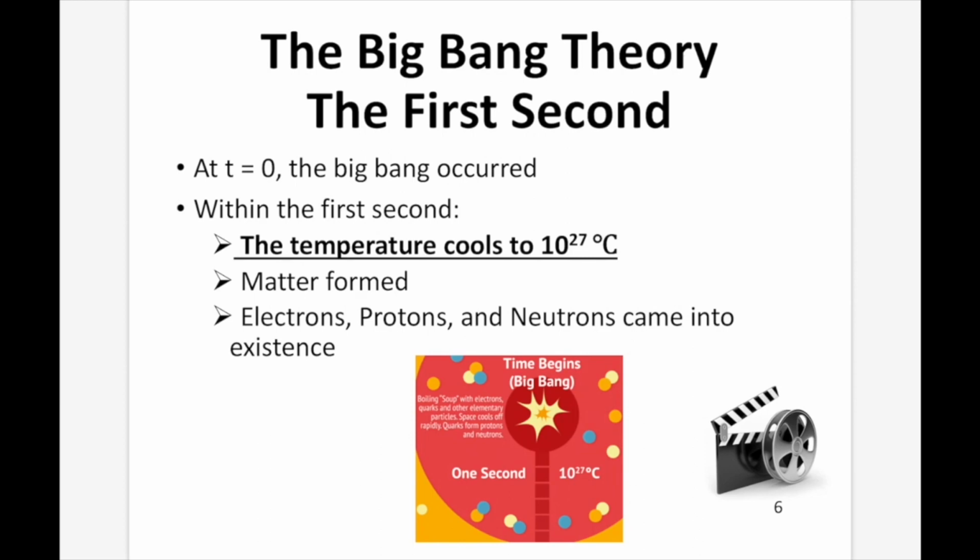So instead of trying to explain something that we simply can't explain yet, we start just after the Big Bang. Within the first second after the Big Bang, we're going to get a drastic cooling of the universe. The temperature is going to cool to 10 to the 27 degrees Celsius, which is still extremely hot, but not as hot as it was at the Big Bang. Once the temperature drops to 10 to the 27 degrees, matter can start to form. From matter, we can start getting electrons, protons, and neutrons.